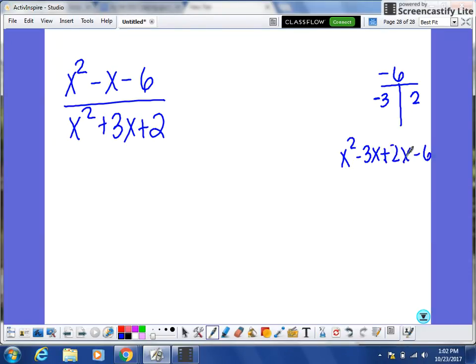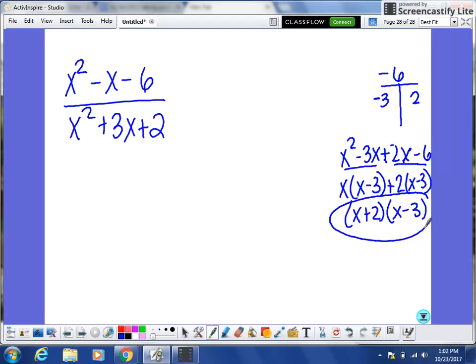minus 6. GCF of your first two terms is an x, which leaves me with an x minus 3. GCF of your last two terms is a 2, which also leaves me with an x minus 3. So my factors are x plus 2, x minus 3. I'm going to kind of circle that, label that numerator, so I'll remember it later.